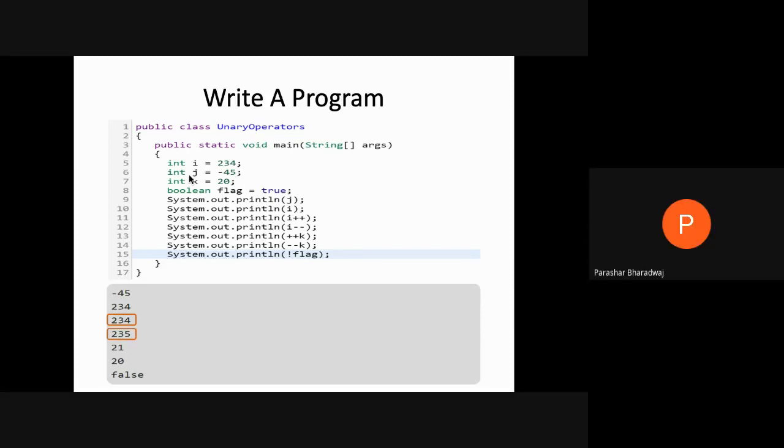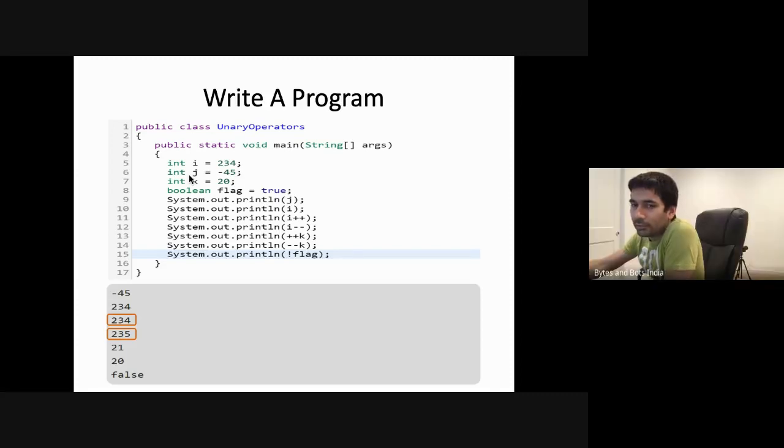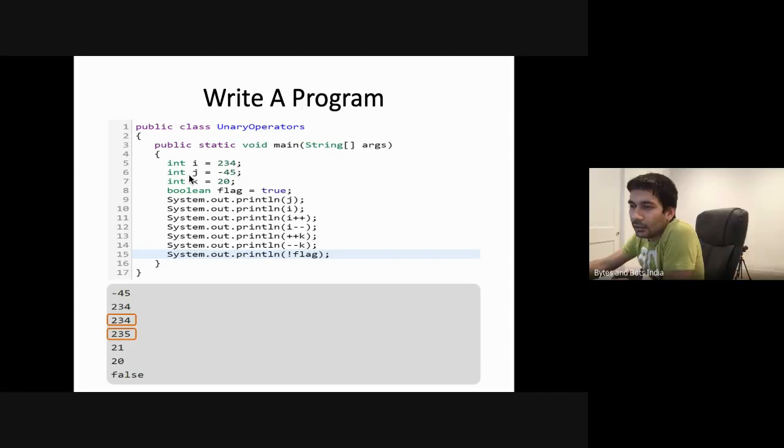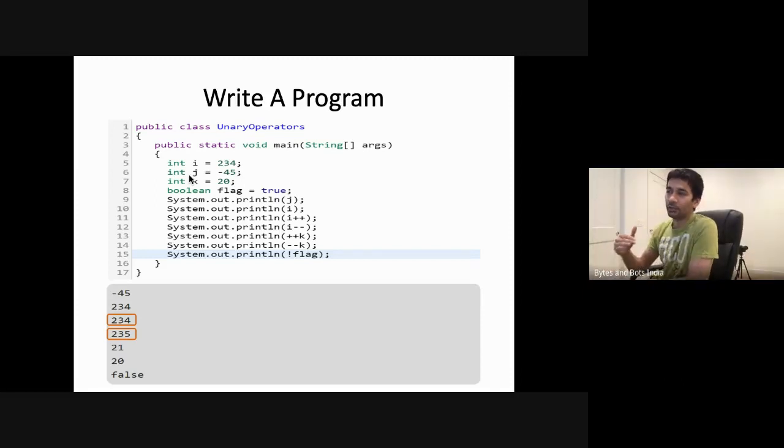Wait, so for line 12, if you put in line 13 and then you just printed I, it would be 234 again, right? No, it'll be 235. Isn't it 235 minus 1 then? Well, actually, you are right. If after line 11 we had another line which would just print out the value of I, that result would have been 235. So that answers your question.